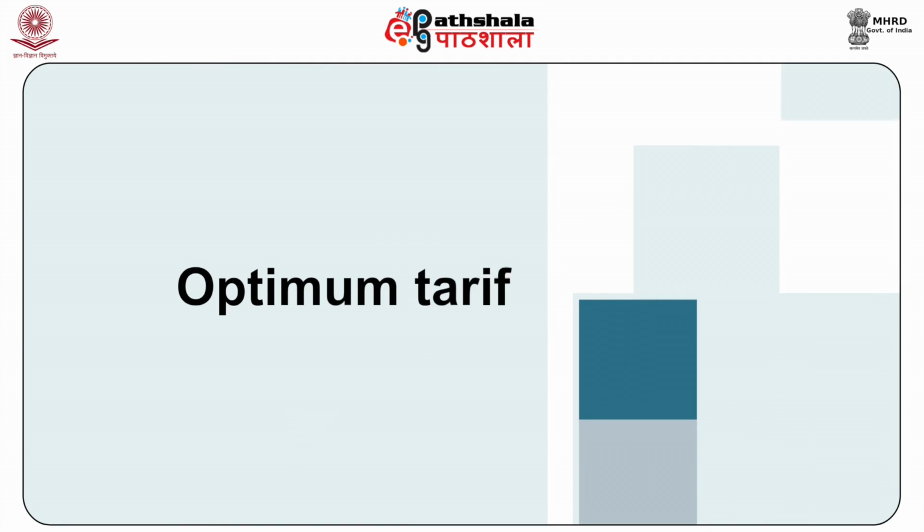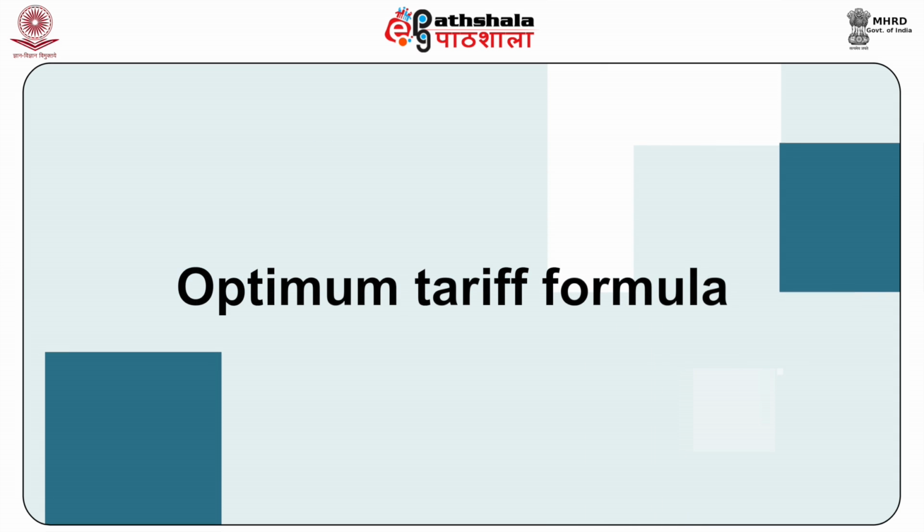Retaliating tariff action by nation 2, the foreign country, could likewise shift the offer curve of nation 2 to the right. So, the optimum tariff point for nation 1 can shift away from point H as the foreign country's offer curve shifts its position. Now, we will discuss the optimum tariff formula.